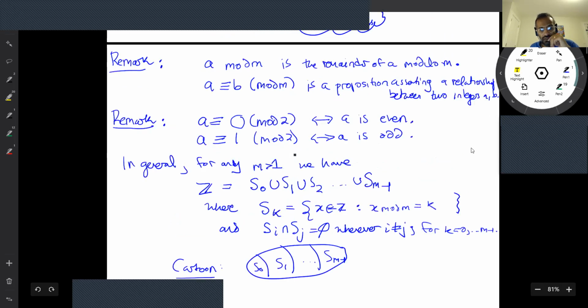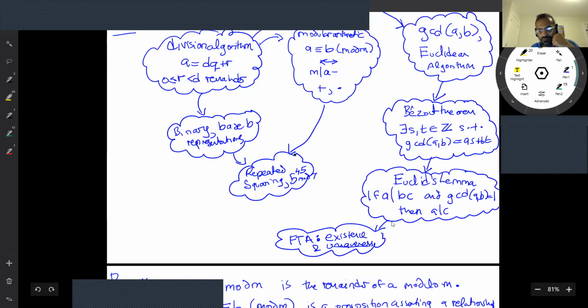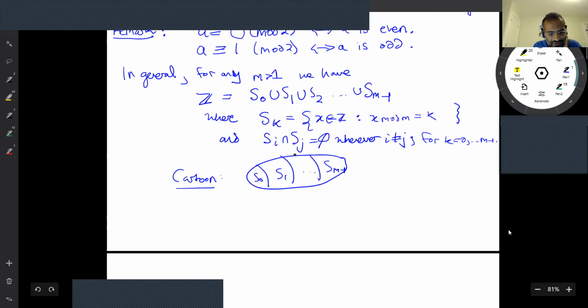Okay. So what we're going to do in this lecture is add more stuff to this picture. First order of business is to finish the proof of the fundamental theorem of algebra. In this lecture, we have three things. So one is finish the proof of the fundamental theorem of algebra. The second topic is what is division modulo m?